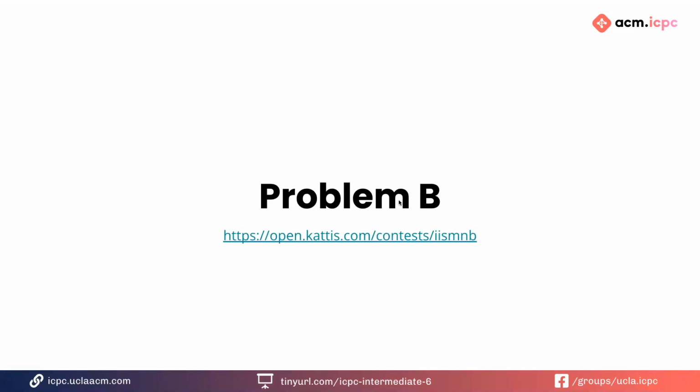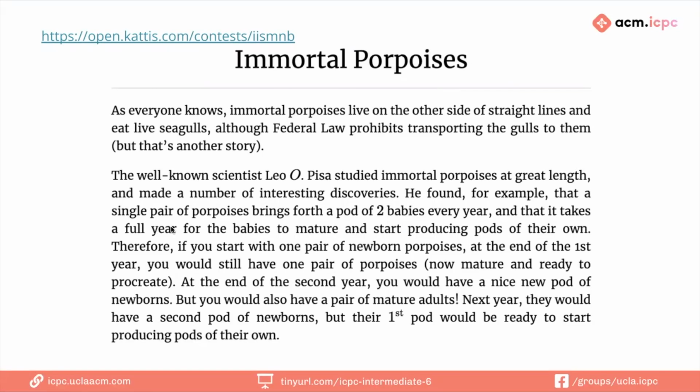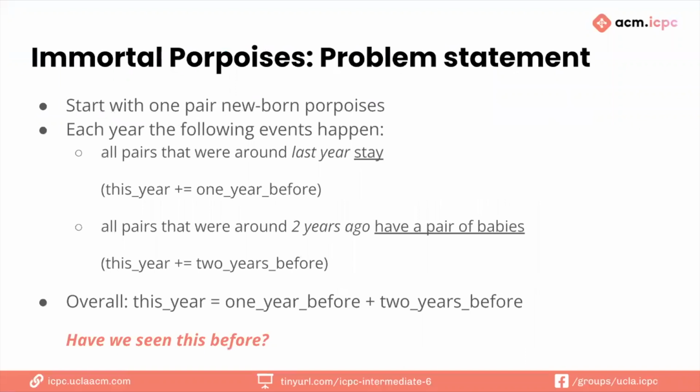Okay, then we are going to look at some example. All right, hopefully everyone had a bit of time to look at the problem statement. I'll summarize it for you. Essentially, we start with one pair of porpoises, and each year the following two events happen. All pairs that were around last year stay, and all pairs that were around 2 years ago have a pair of new babies. The task of the problem is to find how many pairs of porpoises there will be after n years, where n is the input.